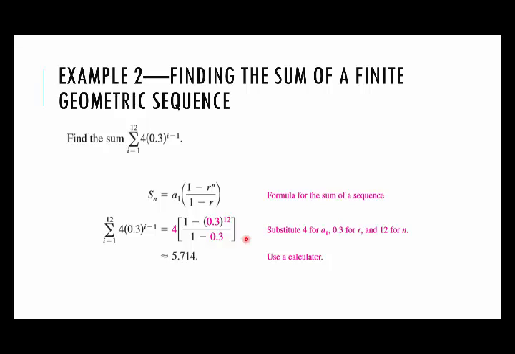Use a calculator to plug it in. That's really the easiest way to do it, and you get that the sum of the finite geometric sequence is 5.714.